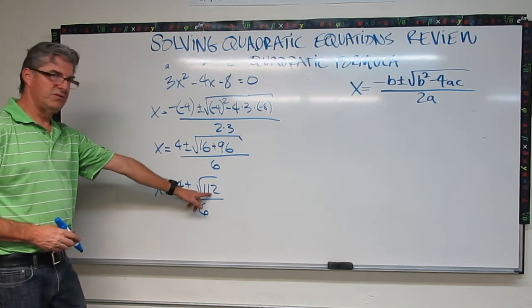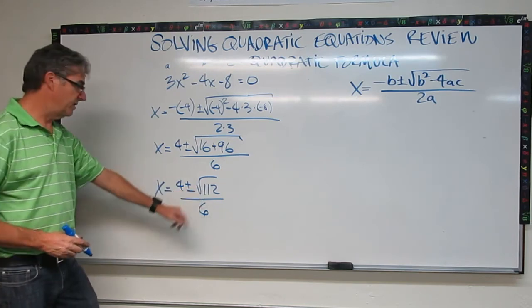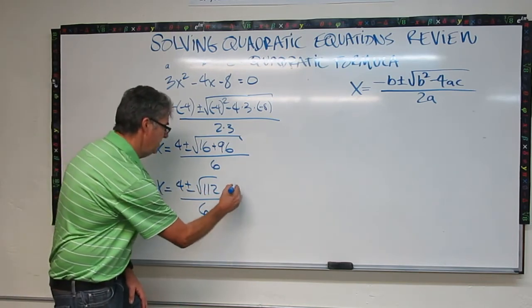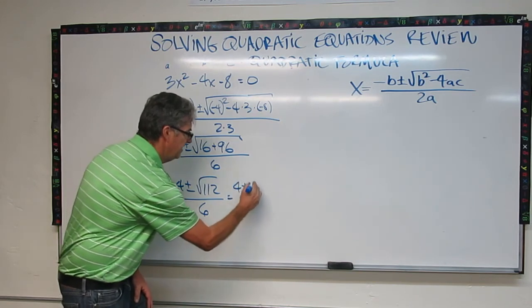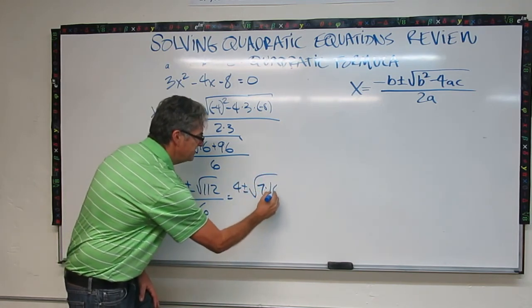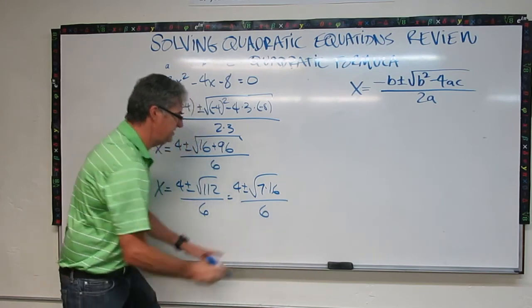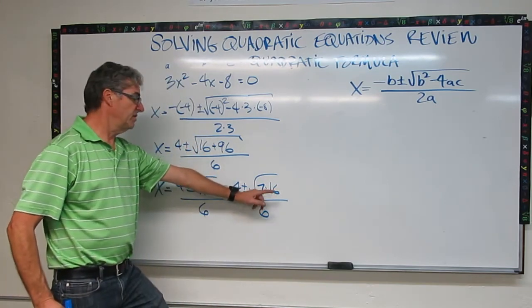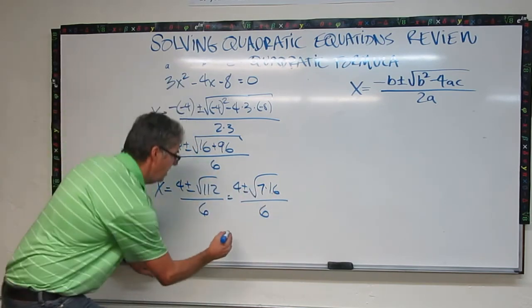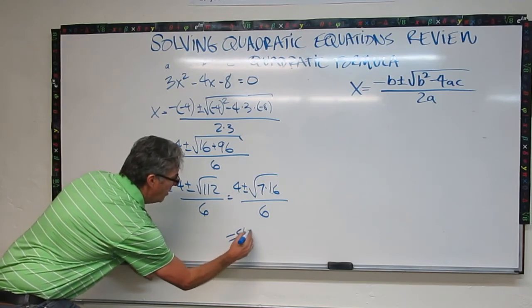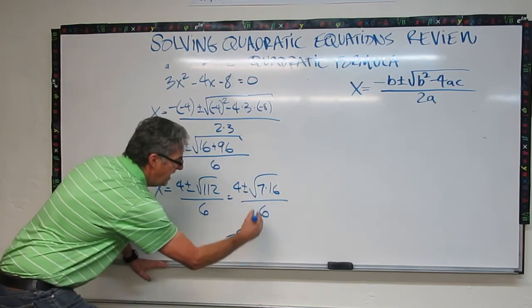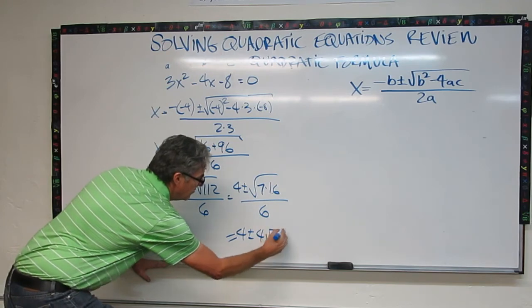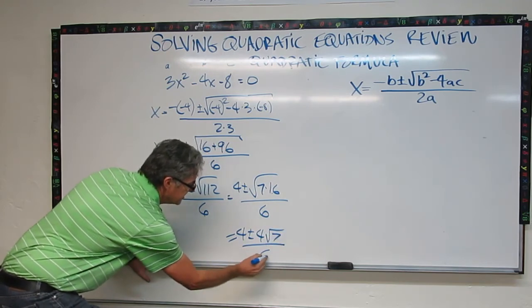Now, this number is actually a pretty nice one, because what this is going to be is 4 plus or minus, this is root of 7 times 16, over 6. And we like that because 16 is a really good perfect square. Let's finish this off down here. 4 plus or minus, that comes out as a 4, leaving our root 7 over 6.